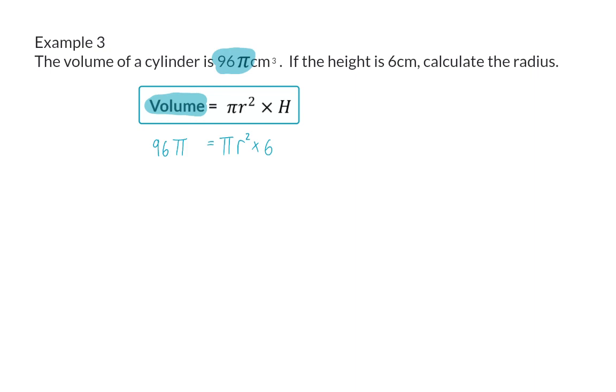So to solve r, my next step will be to divide both sides by pi and 6. On both sides, the pi's will then cancel, and on the right we'll be left only with r squared. On the left, we will have 16. And to finally get the value of the radius, I need to take the square root of 16, so the radius will be 4 centimeters.